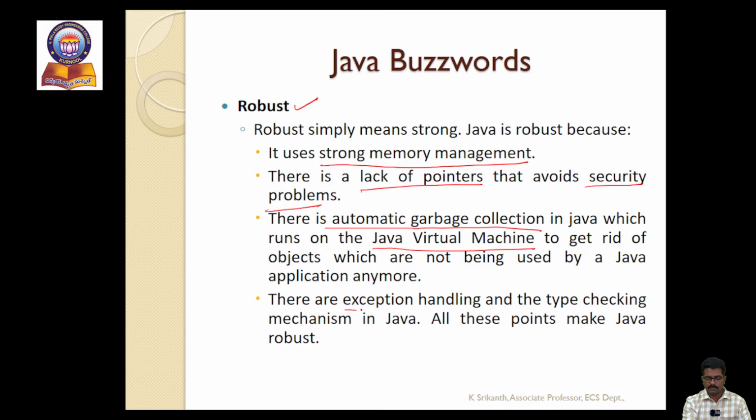We also have concepts called exception handling and a type checking mechanism, where strict type checking is done. With all these points, Java is robust in nature. We need to remember the points related to the feature robust. Why is Java robust? Because of strong memory management, because of the lack of pointers it is secured, and there is automatic garbage collection with the help of the Java virtual machine, and there are concepts like exception handling and type checking, which make the language more robust.